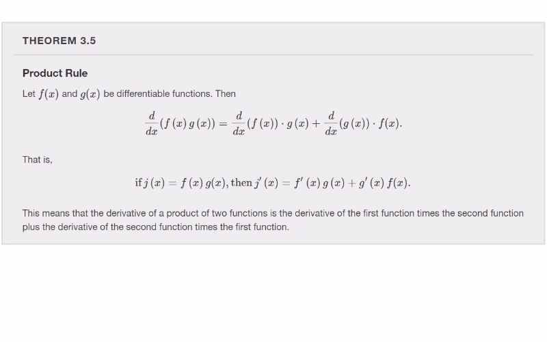All right, and this means the same thing here, just with the Leibniz notation. So it's the derivative of the first times the second plus the derivative of the second times the first, right? And when I say first and second, here's the first function, here's the second function. All right, so that's our formula. So remember that.